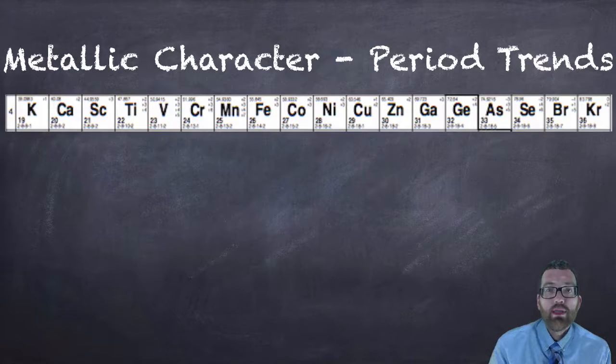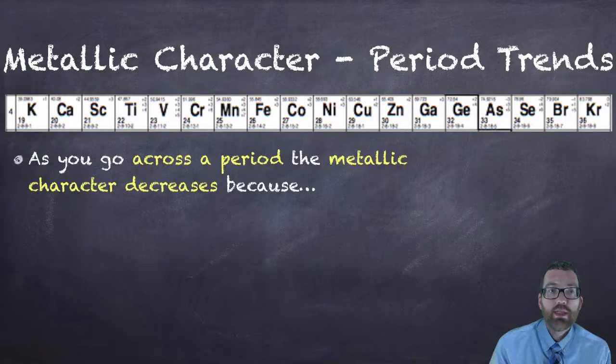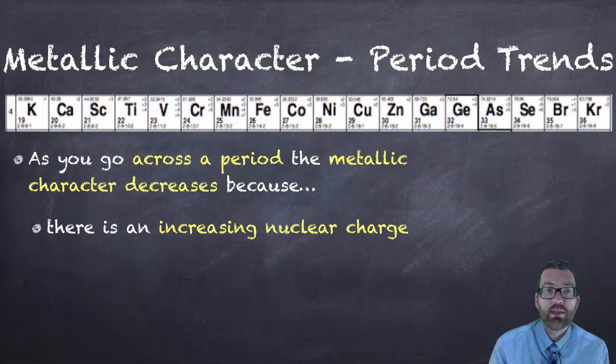The period trend is even easier. The period trend should be kind of common sense to you. As you go across the period, the metallic character decreases. That should make sense because as we move across the periodic table, we transition from the metals to the metalloids to eventually the nonmetals on the right-hand side.